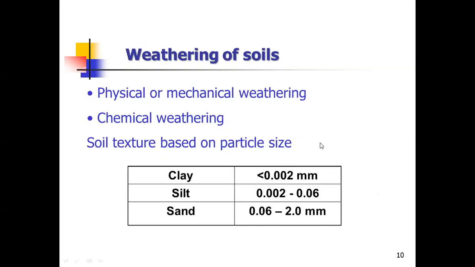When it comes to weathering of soil, I've already mentioned there are two major factors, physical weathering and chemical weathering. The result of these two types of weathering processes is that you get three different types of particles which we define on the basis of size. So we have clay, silt and sand. Clay is defined as particles with less than 2 micron size, silt is 2 microns to 60 microns, and sand is about 60 microns in size.